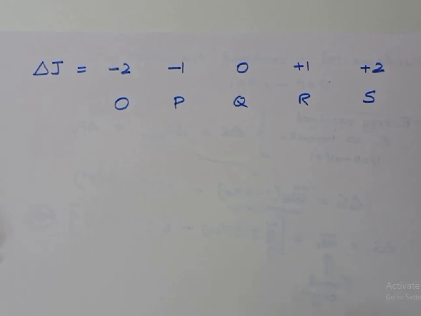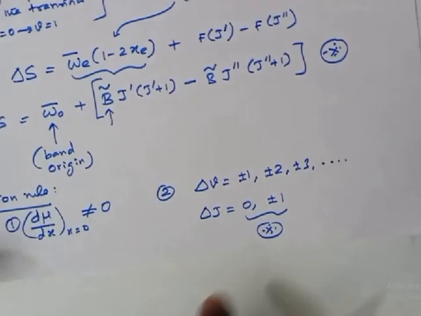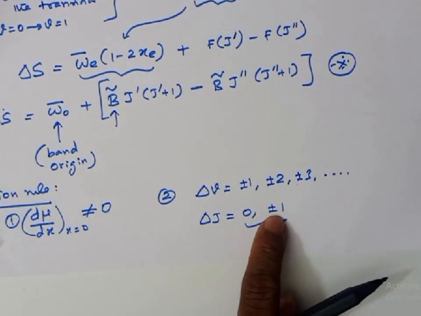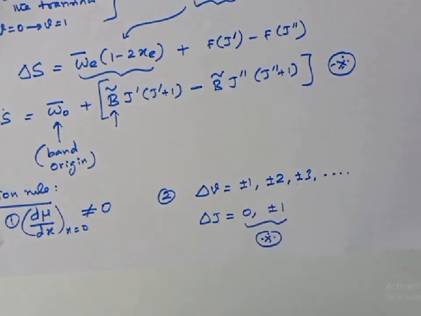Now, in our case we have just delta J 0, delta J plus 1 and delta J minus 1. So what are the branches of lines possible here?